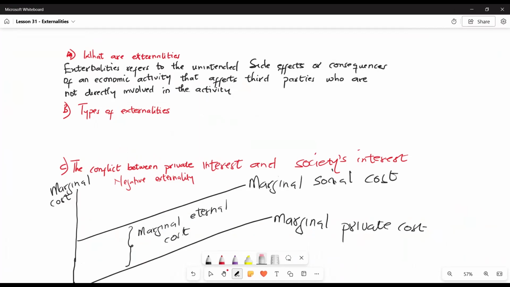Hi, welcome back. The previous lesson was on the power of prices. Today we'll be looking at externalities.